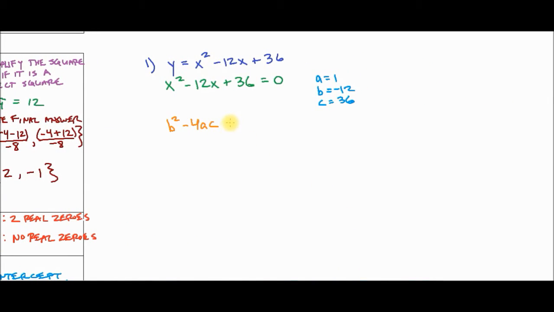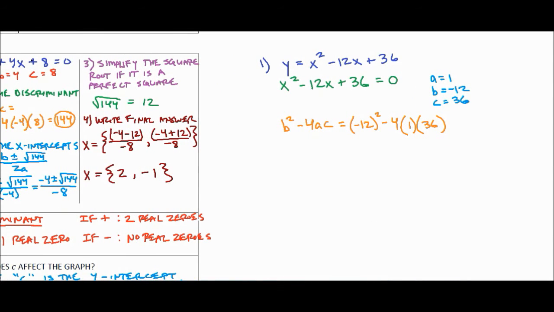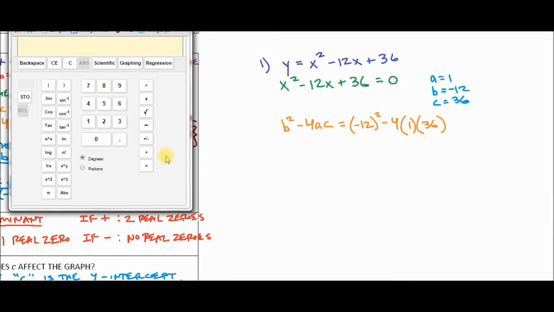So b squared minus 4ac. Well, I'm going to write this exactly the way I would put it in my calculator. This is negative 12 squared minus 4 times a times c. Let's go ahead and put that in our calculator and see what we get.